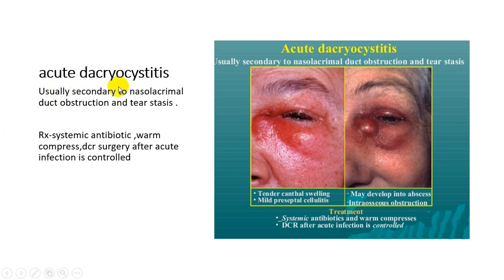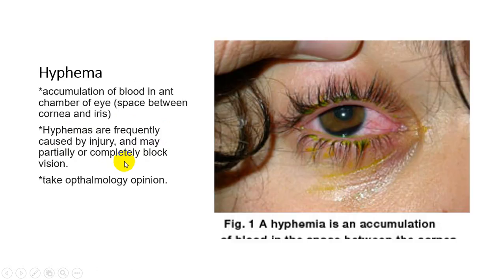Acute dacryocystitis is usually secondary to nasolacrimal duct obstruction and tear stasis, and it is treated by systemic antibiotics, warm compress, and there is surgery after the acute infection is controlled.